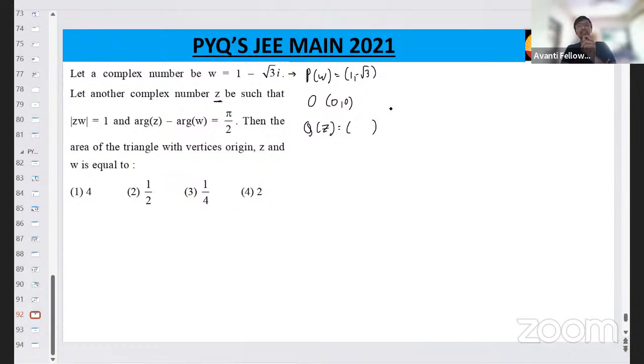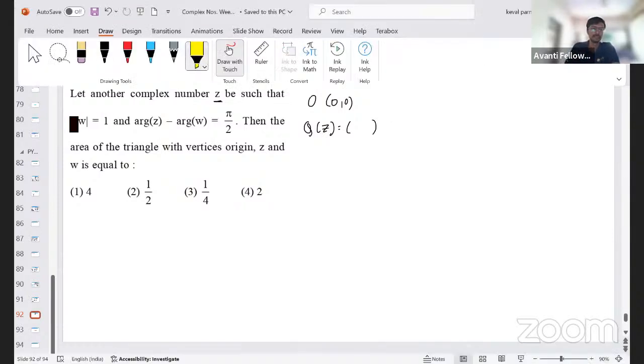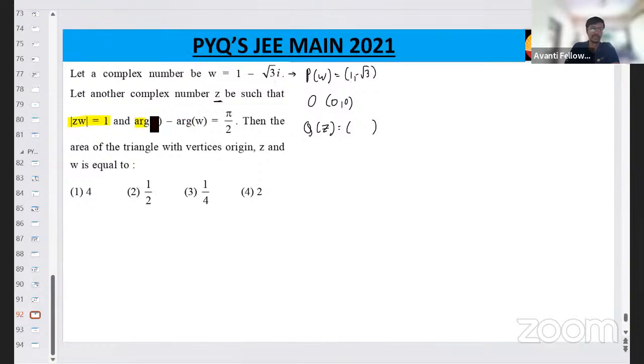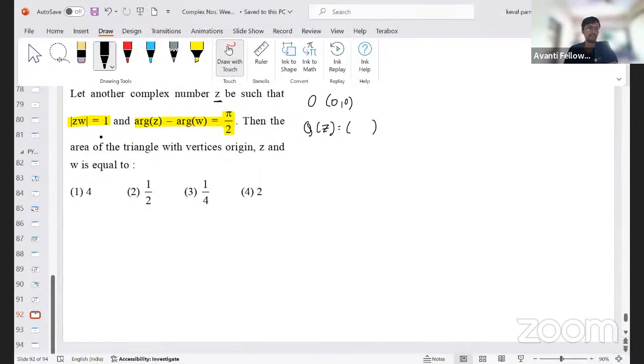That means get the complex number Z. अभी Z के लिए हम लोग को दो चाहिए, मॉडुलस एंड आर्ग्यूमेंट. We want the modulus of Z and the argument of Z. और दोनों के लिए they have given the conditions. Let me highlight it. Here are the conditions. एक तो मॉडुलस के लिए दी है एंड एक आर्गुमेंट के लिए भी दी है. So what do we have here?